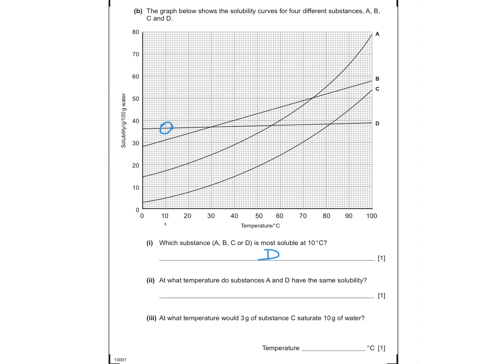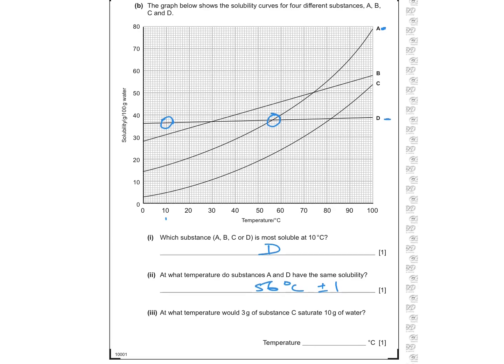Part 2 then. At what temperature do A and D have the same solubility? Well, the lines are going to cross. So this one is A and D, so just be careful that you're choosing the right lines. And that's where they cross. And that's at about 56 degrees C. Put in units. Again, generally you're allowed plus or minus 1.